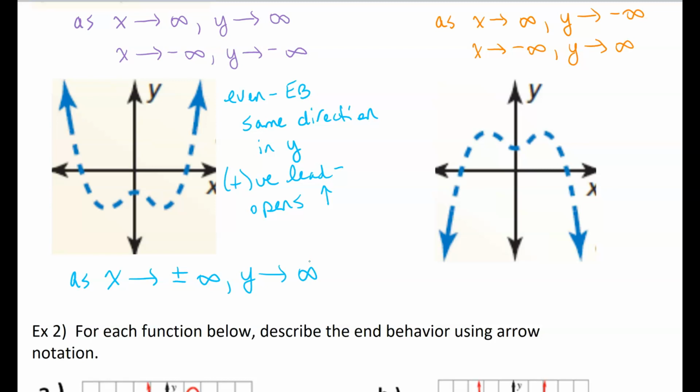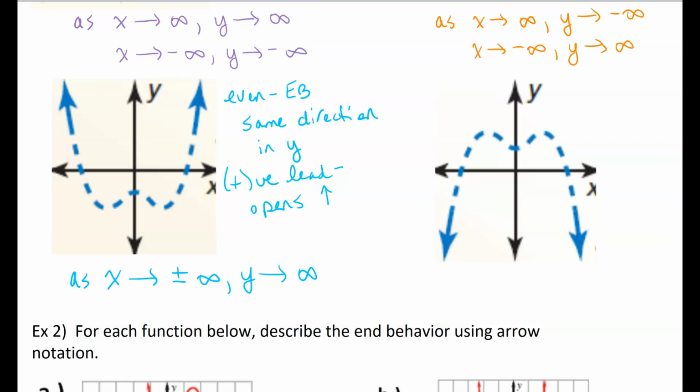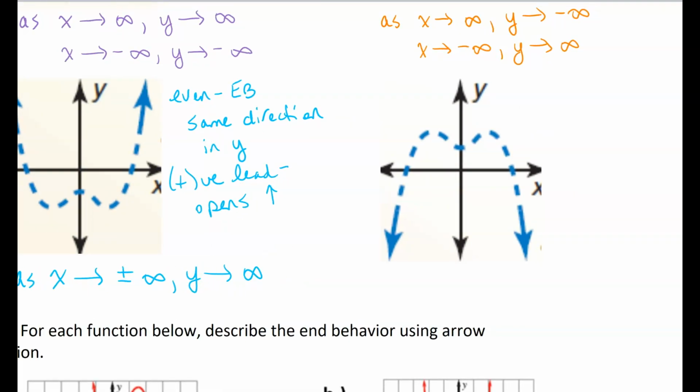And we're talking about, again, the end behavior. Where does the graph end up as we move away from x equals 0? In either direction, the further we get from 0, the graph continues to grow in the positive y direction. All right, and our last one, even or odd? Even. Even, and again, how do we know? The arrows go in the same direction. Same direction, and behavior in same direction.